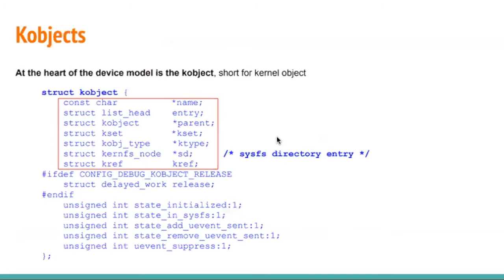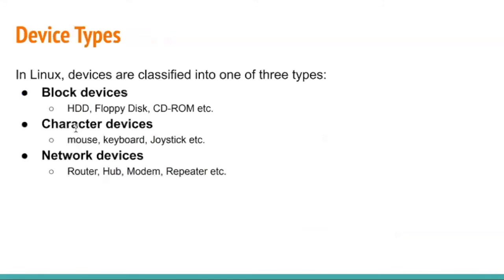So let's now discuss the core part of the device model. We have already seen that it is made from these three structures. So let's deep dive into all these three structures one by one.